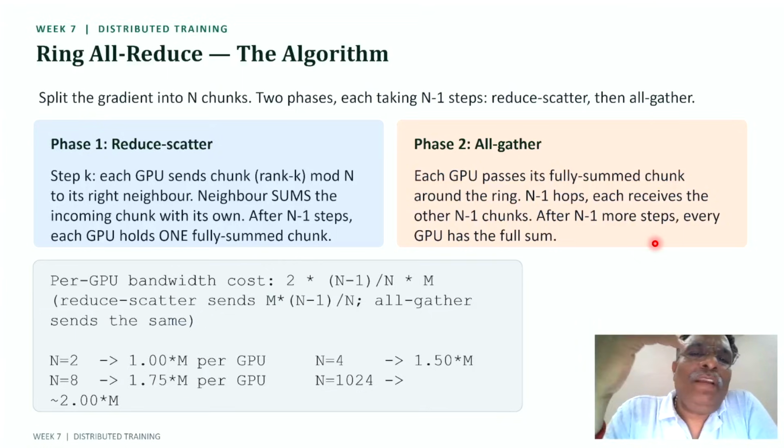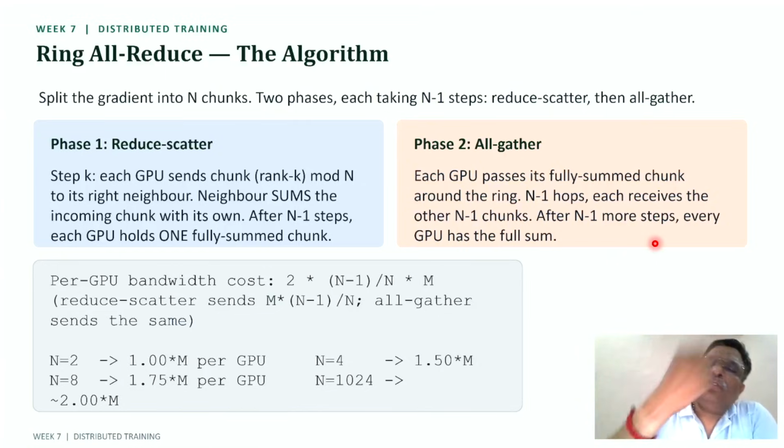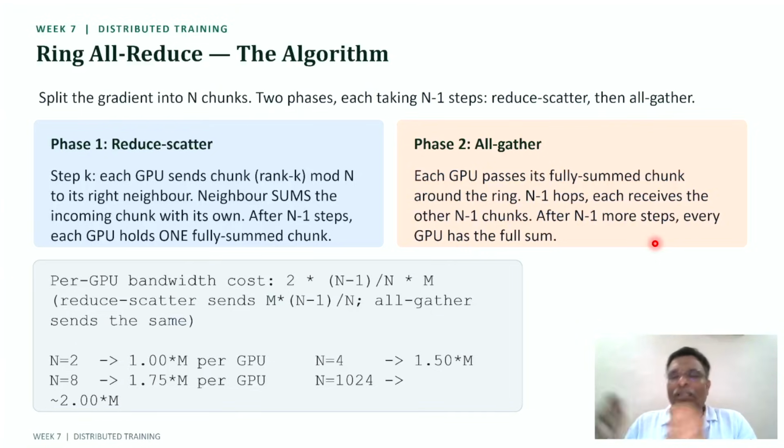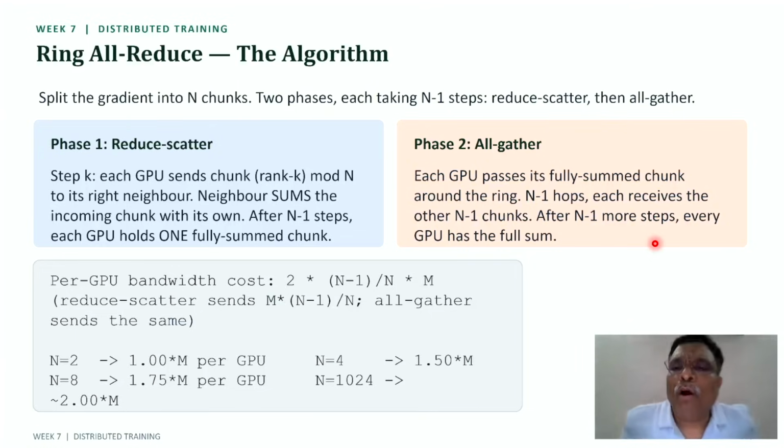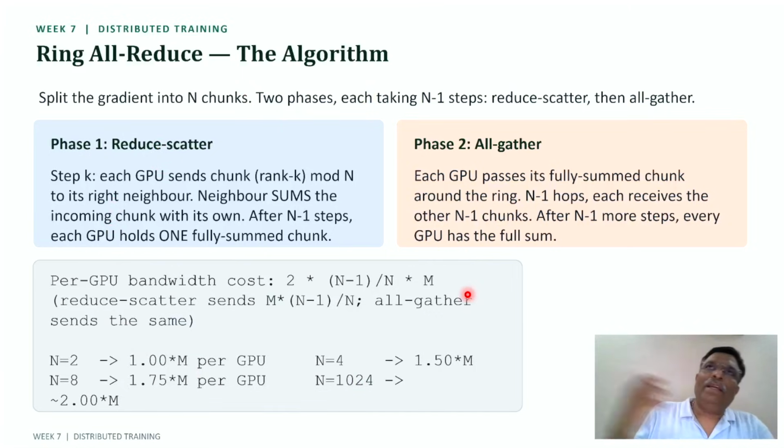The all gather phase is the second phase wherein each GPU passes its fully summed chunk around the ring. There are n minus 1 hops, and each GPU receives the other n minus 1 chunks. After n minus 1 more steps, every GPU has the full sum. It basically goes through all the hops and reaches every GPU. So this is how it happens, and this is ring all reduce. You collect the sums as easily as possible just through your neighbors and keep passing them along, and it travels in a ring-like fashion.